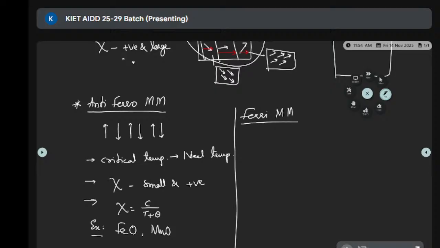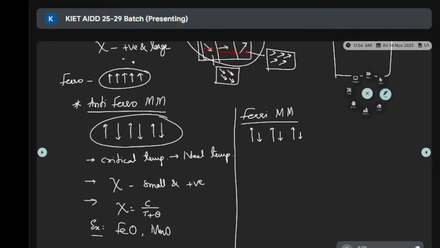Ferrimagnetic materials. Simple. In ferrimagnetic materials the alignment will be different from the ferro alignment of dipoles. Do you notice any difference? Is any difference there or not?